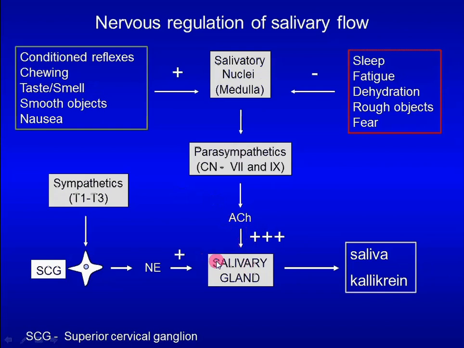They secrete acetylcholine, which activates the receptor in the salivary glands. Activation of the receptor increases secretion of saliva and kallikrein. Kallikrein is a protease. Sympathetic nerves from the superior cervical ganglion also increase salivation to a smaller degree through norepinephrine. And these are the factors that decrease secretion of saliva.